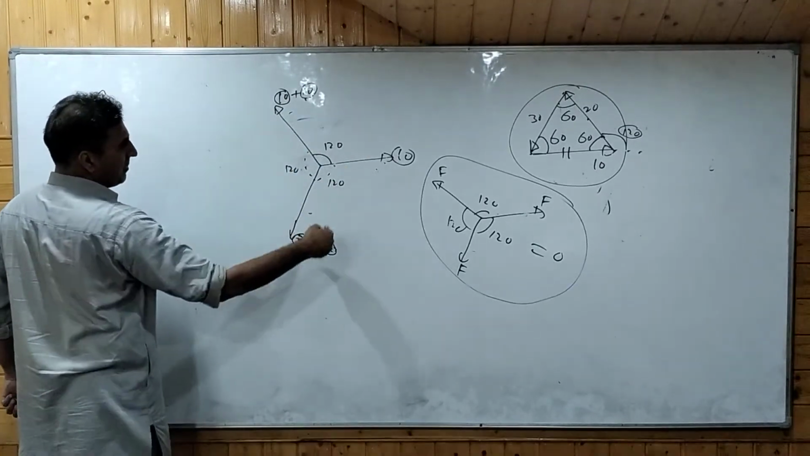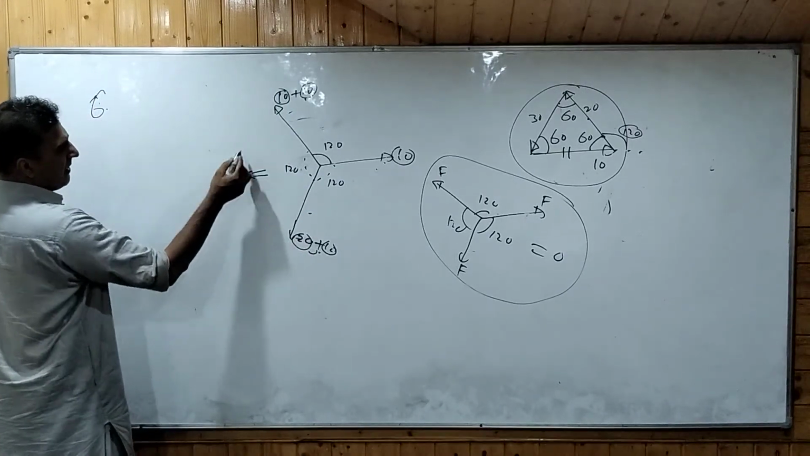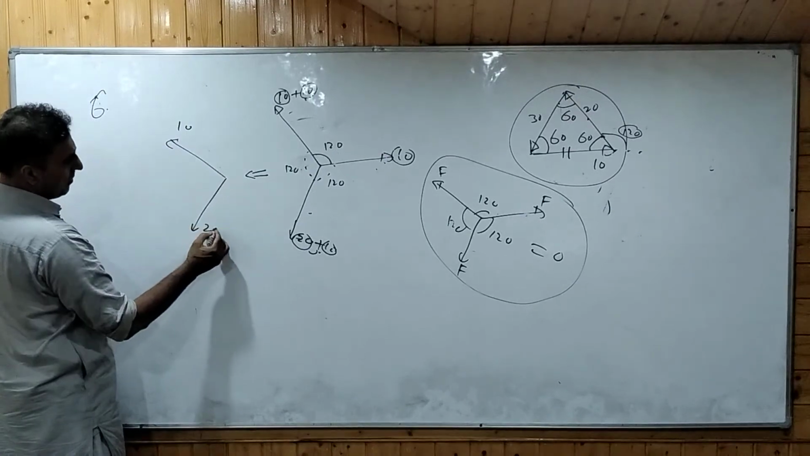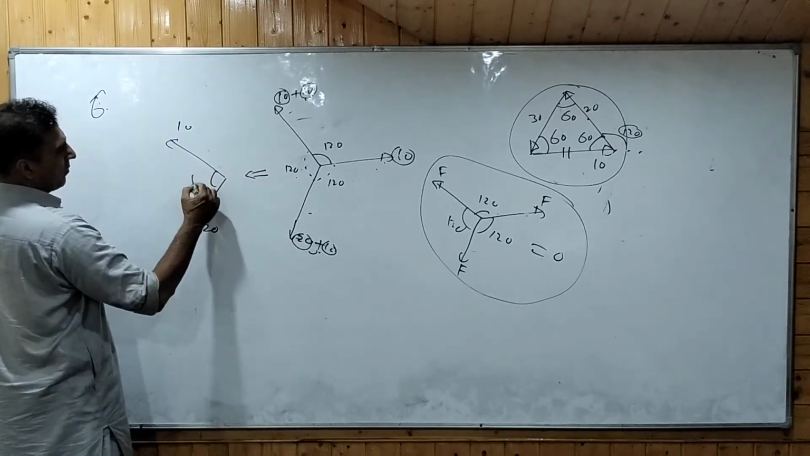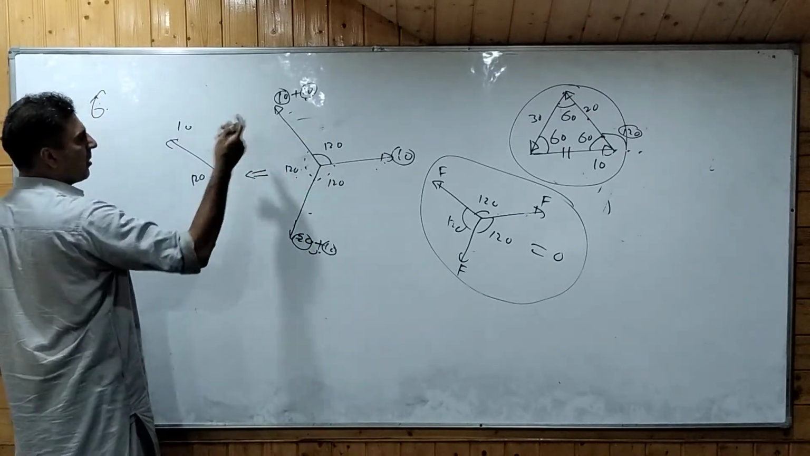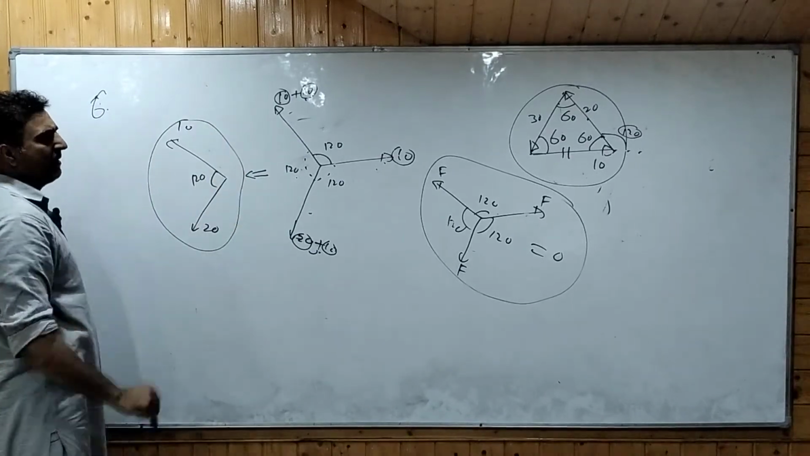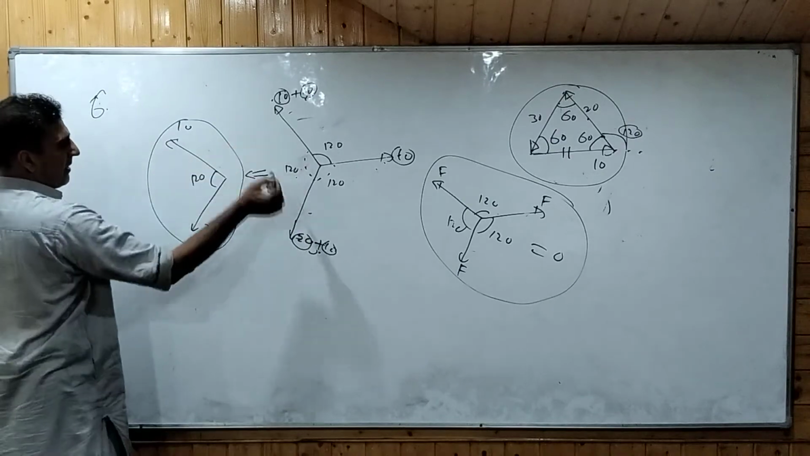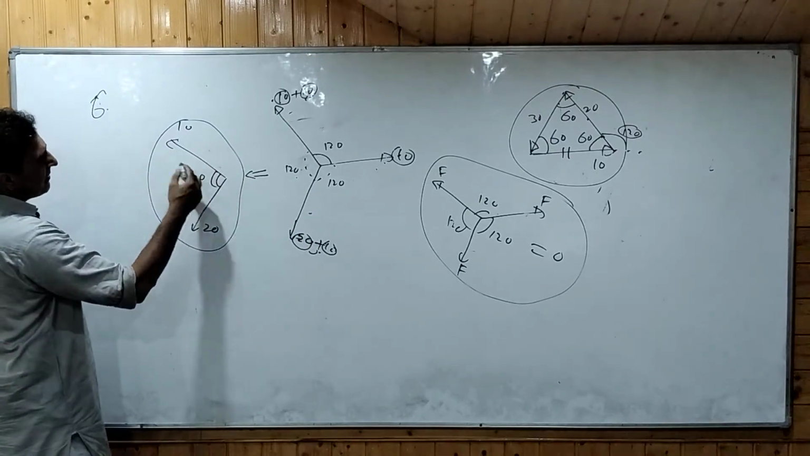Other 10s make 0. So the resultant is this: one vector here is 10, the other vector here is 20, so the angle between them is 120. Find the resultant of all of this, this is also a technique. 10, 10, 10 gives 0, and 10 and 20 remain. Now make the resultant of this.